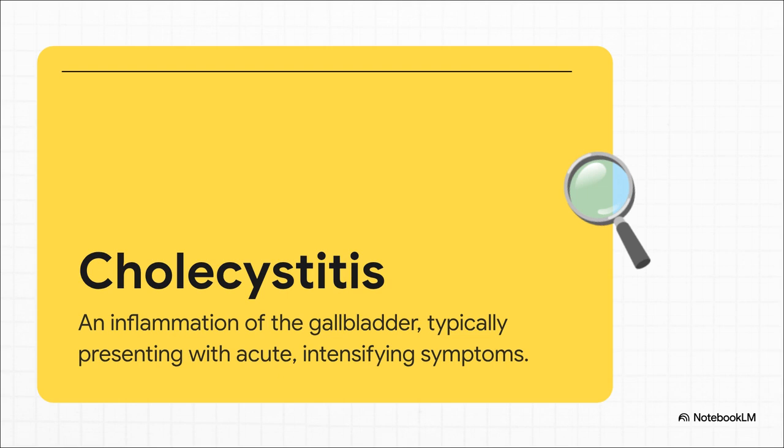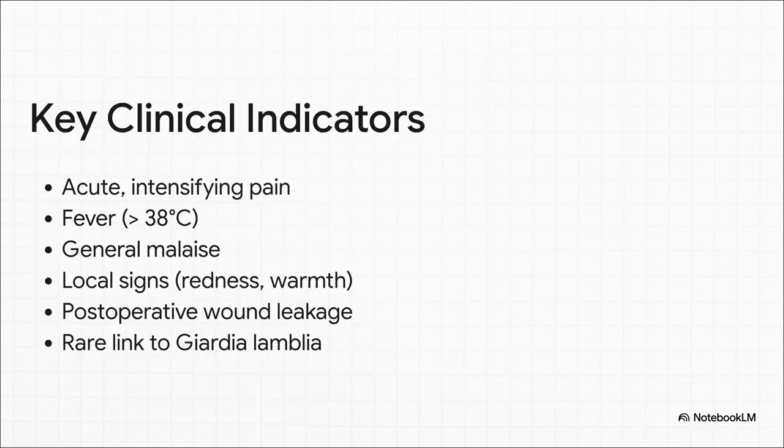The real issue starts when a stone blocks the cystic duct. That blockage traps the bile, pressure builds up, and that triggers a major inflammatory cascade. That's the engine driving the whole clinical picture we see. So what are we looking for?